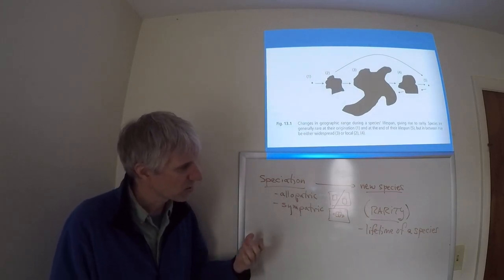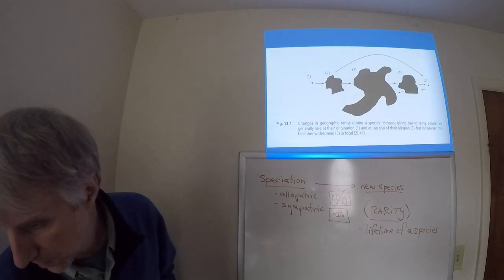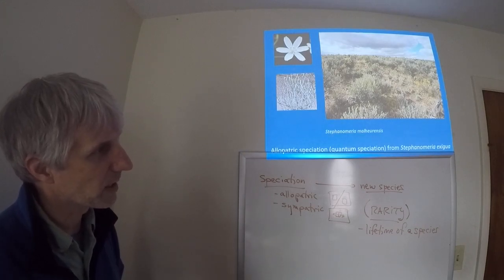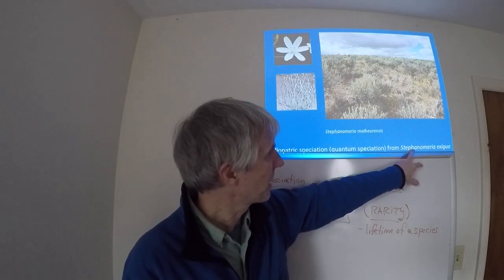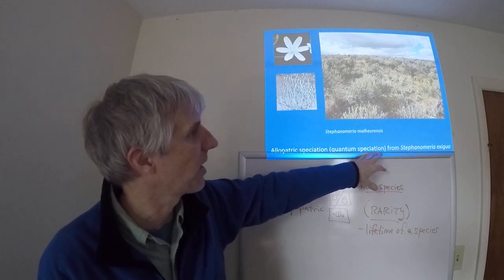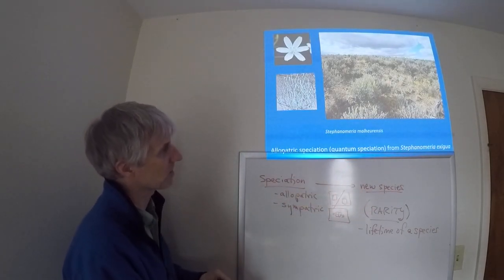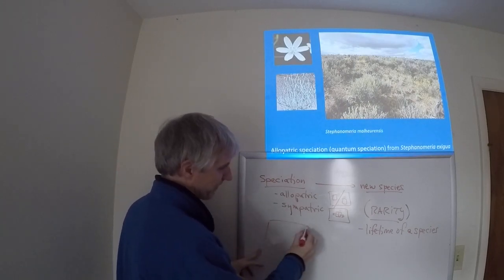So let's just talk a little bit about this, and then I have some examples to show you. So this first one, Stephanomyria exigua, exists in Washington State.